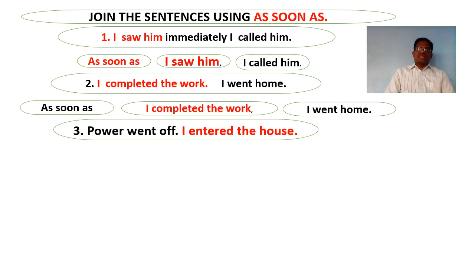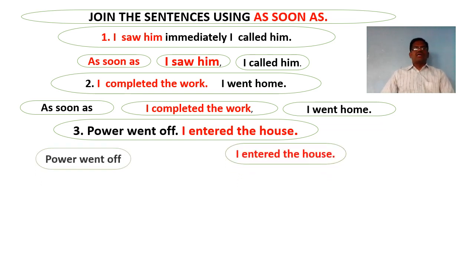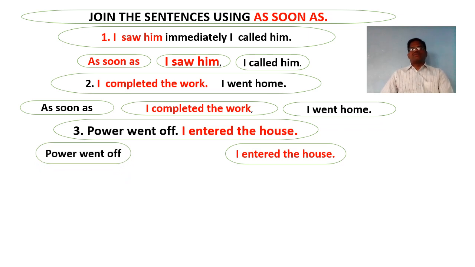And example number 3: the power went off, I entered the house. Out of these two sentences, we have to identify which sentence comes first. I mean which is the first action and which is the latter action. Here the first action is I entered the house and the latter action is power went off. And now where to keep as soon as? As soon as is to be kept before the earlier action, that is I entered the house. So the answer will be: power went off as soon as I entered the house.